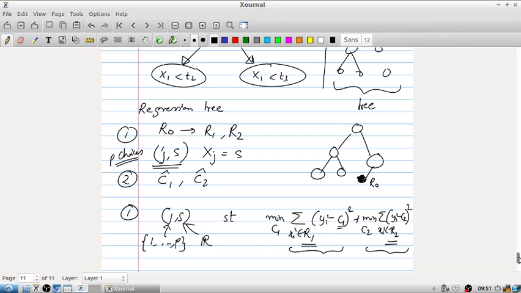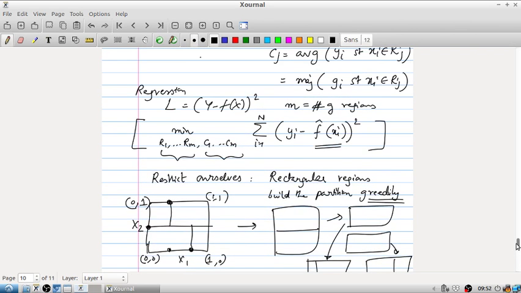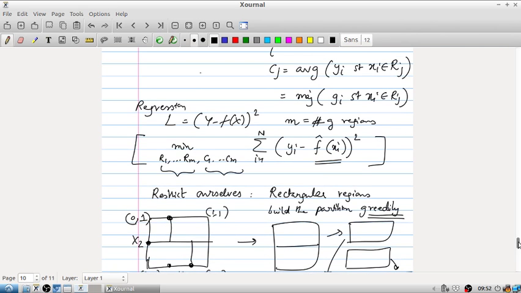C1 and C2 are average values inside the regions. So our prediction function. Let's think of regression. Our regression prediction function is just defined by the regions and the numbers inside each region, attached to each region.